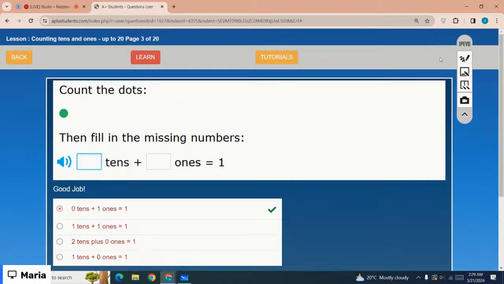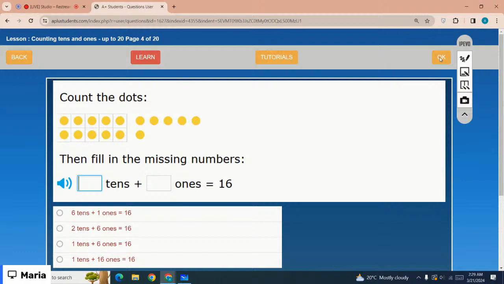Let's just move on to the next one. Count the dots. So which is the correct option? The correct option is you have 10 and 6, 16, right?